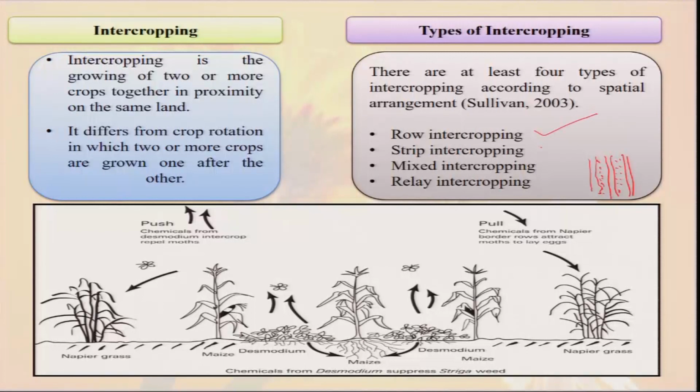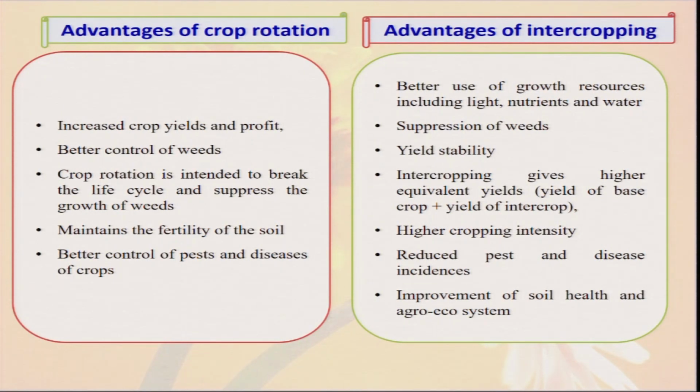And we are always promoting cereal plus legume intercropping. There are different types of intercropping: row intercropping, strip intercropping, mixed intercropping and relay intercropping. And this is the chemistry that is always happening in our nature. So, we should promote intercropping in our organic farming to the maximum extent possible where we cannot grow the legumes in the cropping sequence. So, what is the advantage of crop rotation? It increases the crop yield, profit, quality, and also the fertility of the soil. While in intercropping, there is also suppression of weeds.